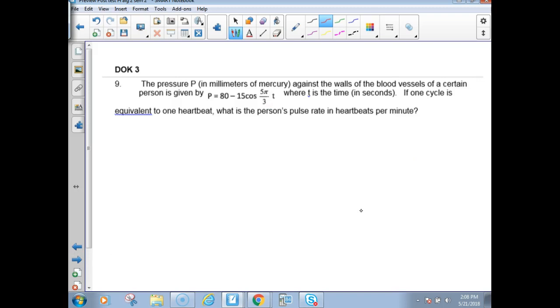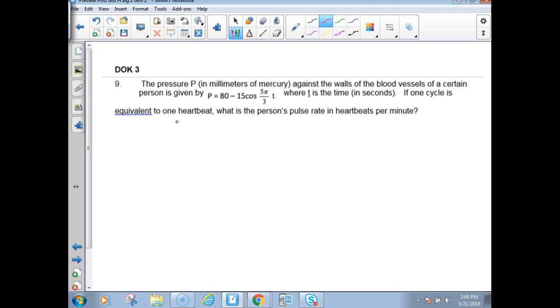Okay, number 9, the pressure P in millimeters of mercury against the walls of the blood vessels of a certain person is given by that equation. Is this the same equation? I want to make sure I'm not having anything different. Is it 80 minus 15 cosine 5 pi over 3t? Okay, is the time in seconds. If one cycle is equivalent to 1 heartbeat, then we need to know how long it takes to have 1 heartbeat occur. So, 1 cycle.